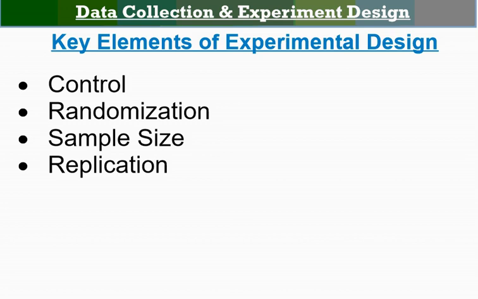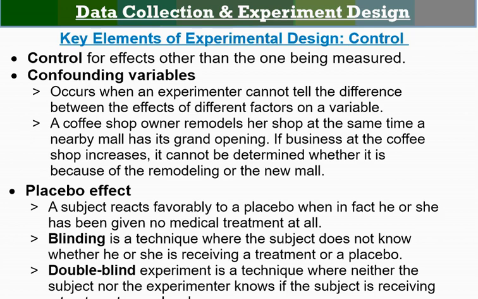Next aspect we're going to look at are the key elements of experimental design. What makes the control? Why do we use randomization? What role does sample size play? And how important is replication? So very first part, control.